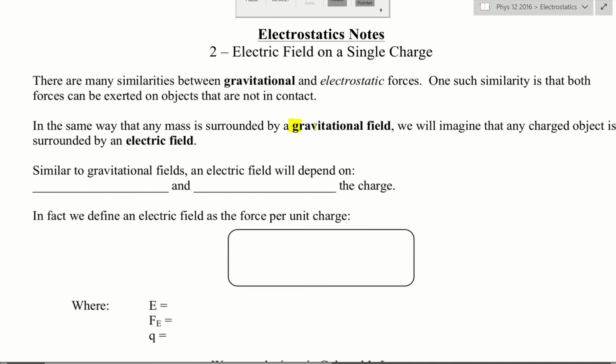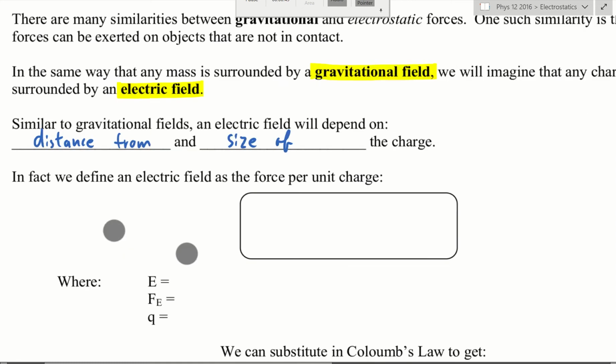For gravity, the field is called the gravitational field. For electricity, we have the electric field. So very similar to gravity, the field depends on two things. It depends on the distance from the charge, and also it depends on the size of the charge, right?